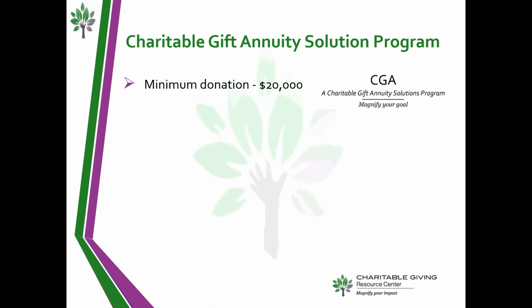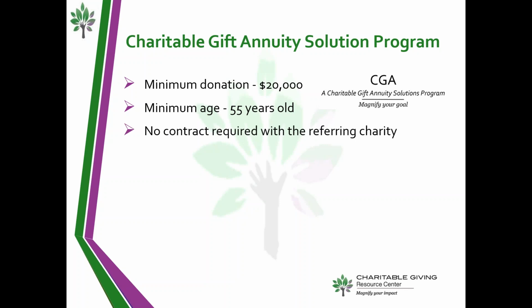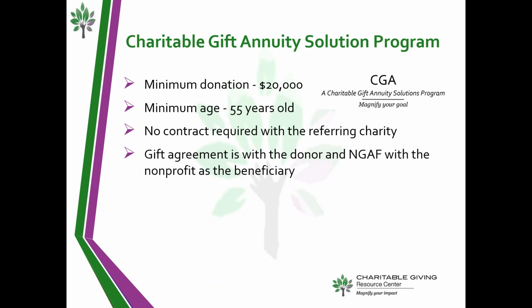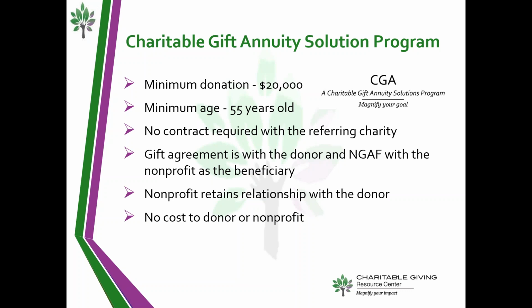So our program works this way. We'll take minimum gift annuities at $20,000 deposits. Minimum age is 55. There's no contract. You can do one gift annuity through our organization, or you can do 100. The agreement is with the donor and National Gift Annuity Foundation with your nonprofit as the beneficiary, but we still want you to maintain that donor control and that donor relationship. The National Gift Annuity Foundation does not solicit directly from any donors. They just provide this as a service to nonprofits. You retain that relationship with your donor, which is very, very valuable. And there's no cost for doing this to either the donor or your nonprofit.